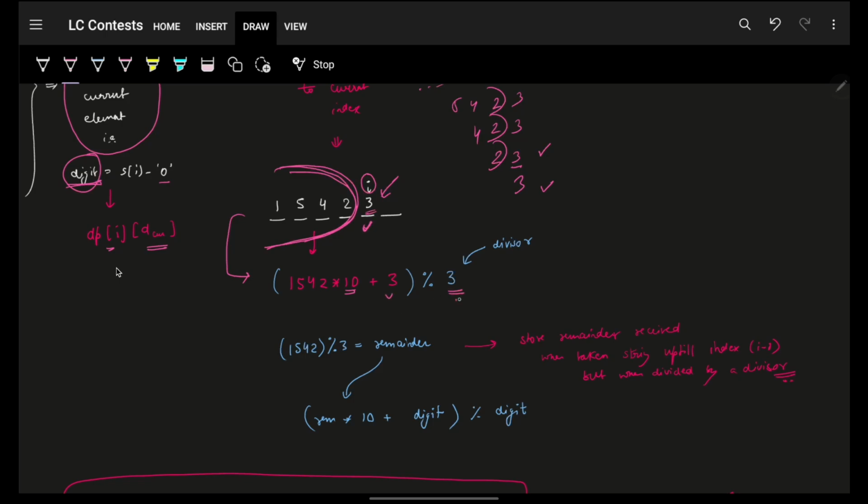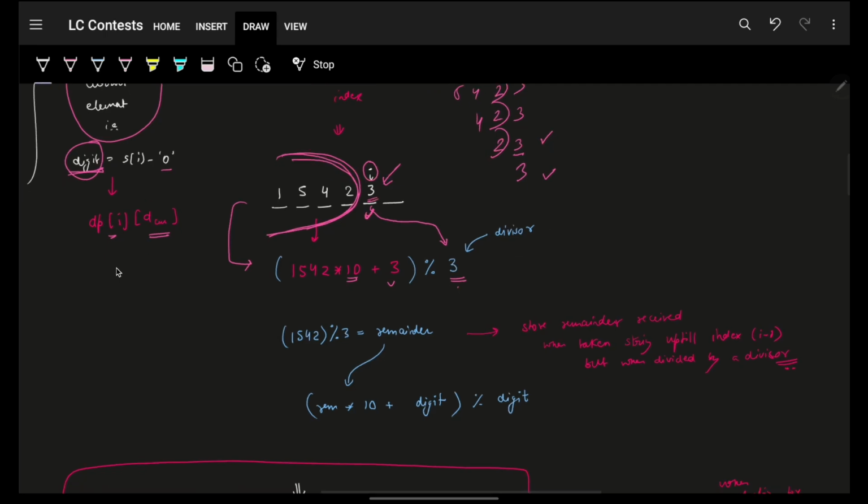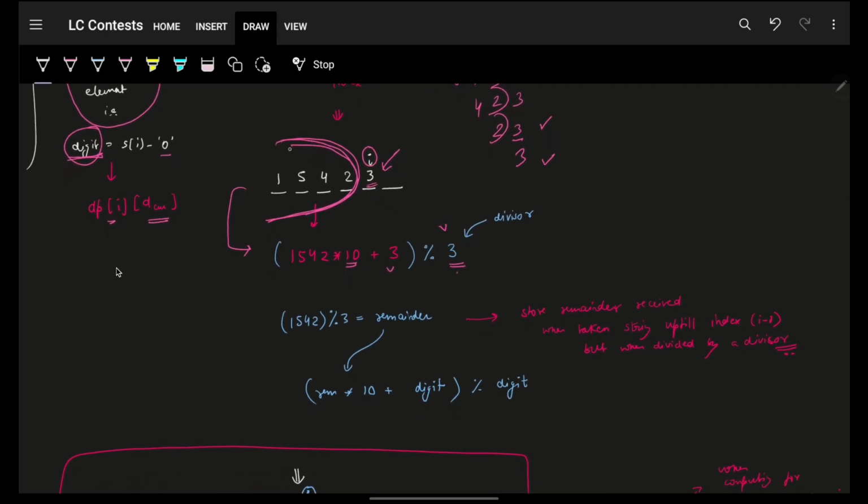Now, this should actually be divisible by 3 itself. Now, this 3 is nothing but this digit. But why have I written a divisor here? That's a question which I will answer right now. Because you will realize that when you are trying for all these possible states, let's come back to the state.